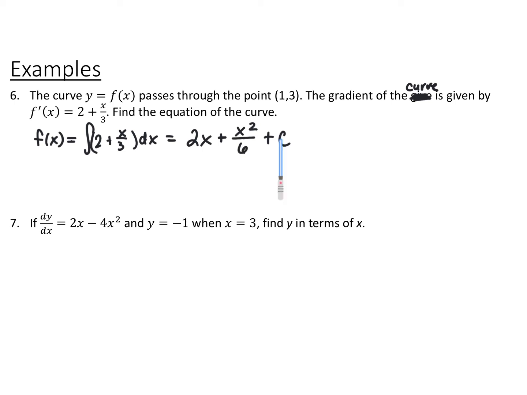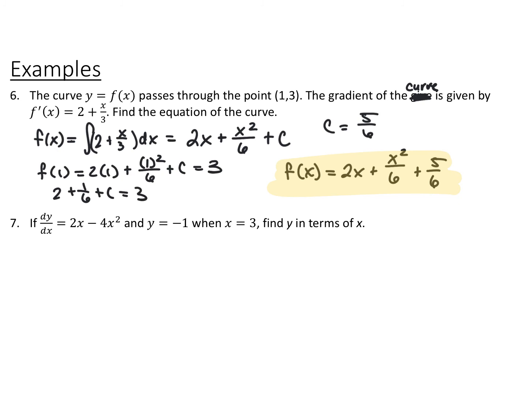So now we want to actually find what c is, and they give us this point on the curve. So we can plug that in and use that to help us find c. They give us the point (1, 3), which means it has to make the equation true. So I plugged in 1 for x and set it equal to 3. So you end up with 2 times 1 plus 1 squared over 6 plus c is equal to 3, which means that c is equal to 5/6. So our original function is f of x equals 2x plus x squared over 6 plus 5 over 6.